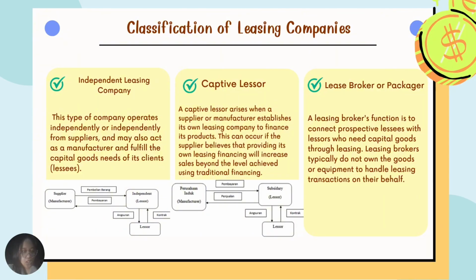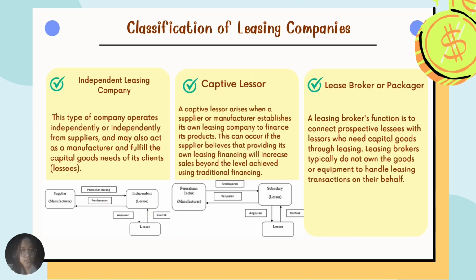The second is the captive lessor. The captive lessor arises when a supplier or manufacturer establishes its own leasing company to finance its product. This can occur if the supplier believes that providing its own leasing financing will increase sales beyond the level achieved using traditional financing. In the flow, the captive lessor is the manufacturer, the parent company. They make another company, their subsidiary, act as a lessor, and after that give to the lessee. Basically, the supplier or manufacturer wants to increase their profit by doing the leasing by themselves to fulfill the financing of their goods.